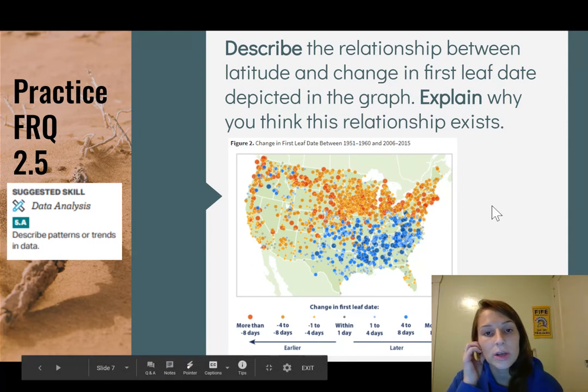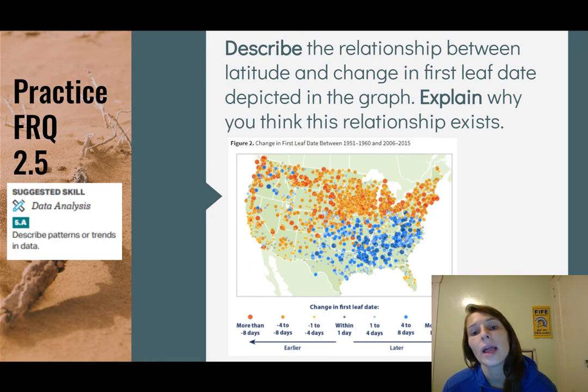So what you're going to do is look at this diagram and describe the relationship between latitude and change in first leaf date depicted in the graph. Explain why you think this relationship exists. So that will be your practice FRQ. And this was your section 2.5 notes. And I hope that you learned something from it.